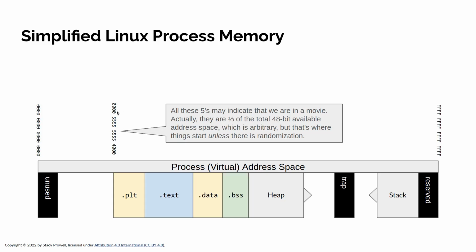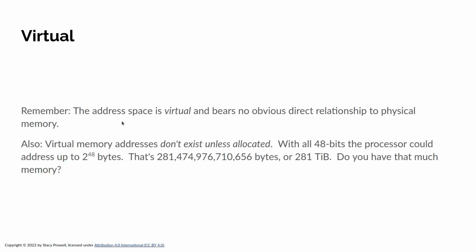And this makes sense because these are the 48 bits that constitute your available address space. So we have zeros up here at the top. These are 48 bits. The address space is virtual. It has no obvious relation to physical memory. It's just whatever is implemented in the page table. And I want to point out virtual memory addresses don't exist until they're allocated. There's nothing there. You may talk about the address, but there might not be anything there, and in fact, it's reasonable to assume that there's probably not.